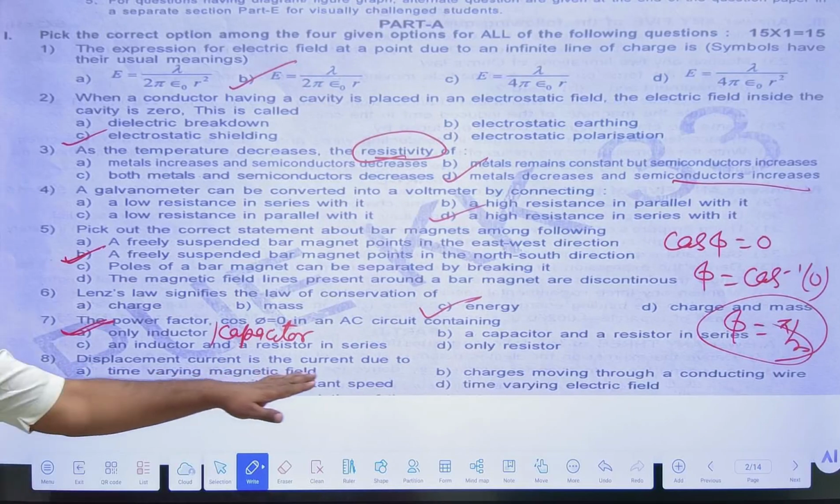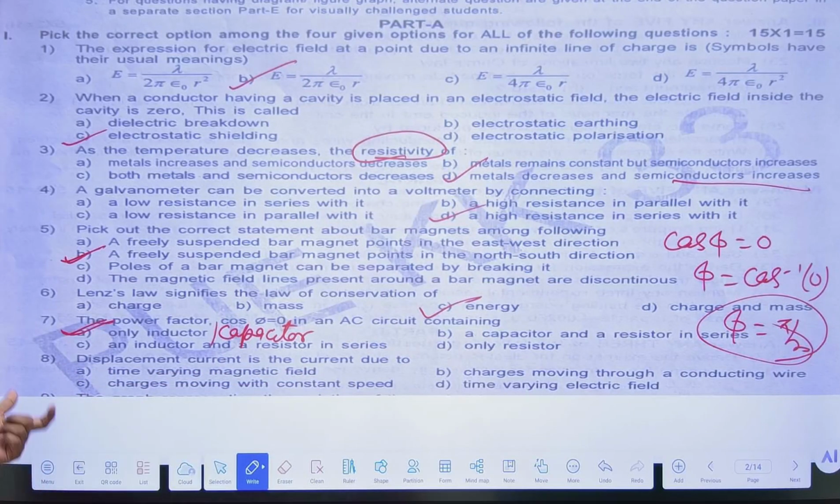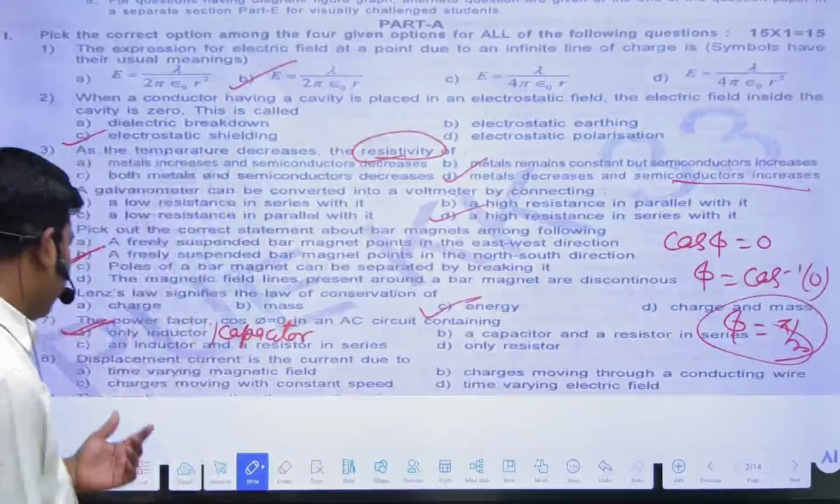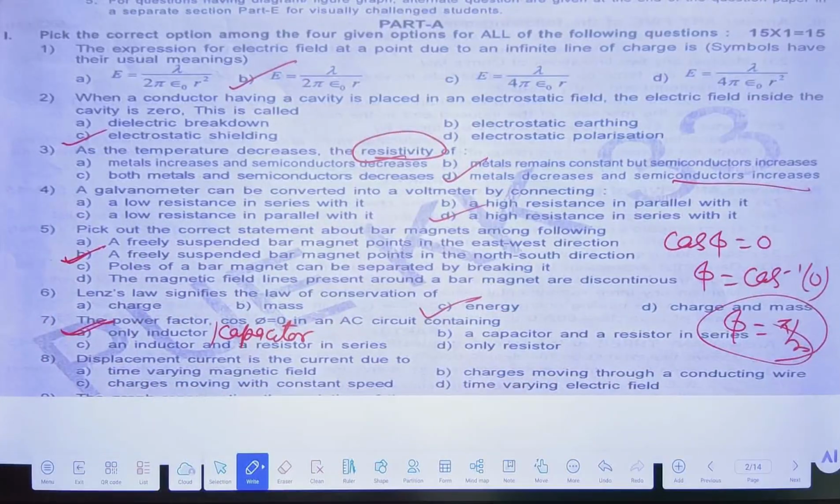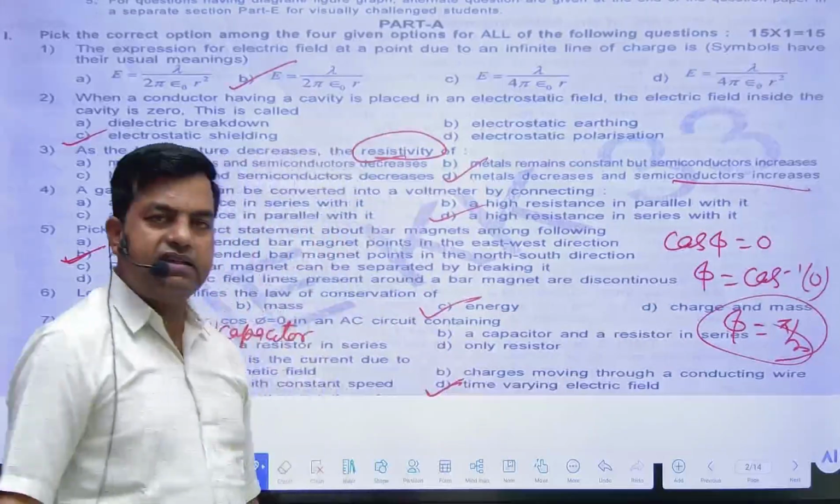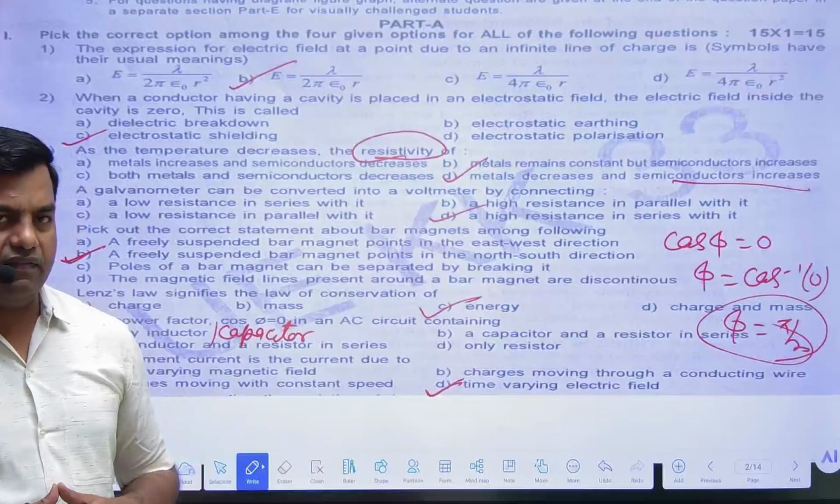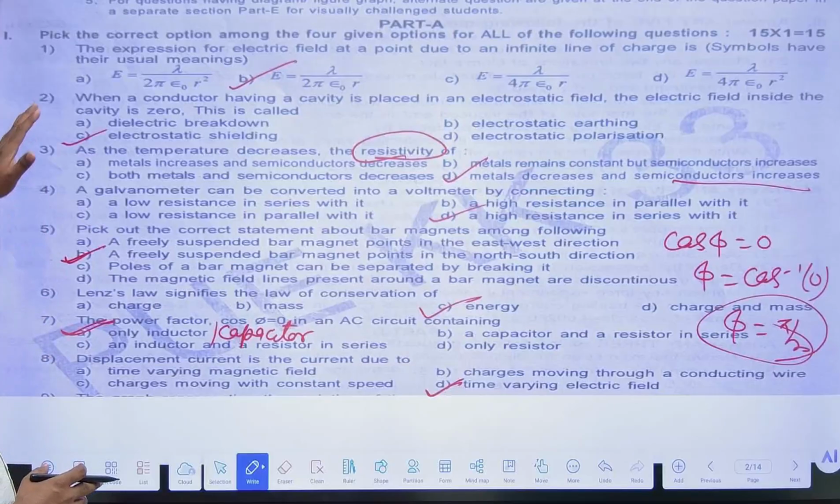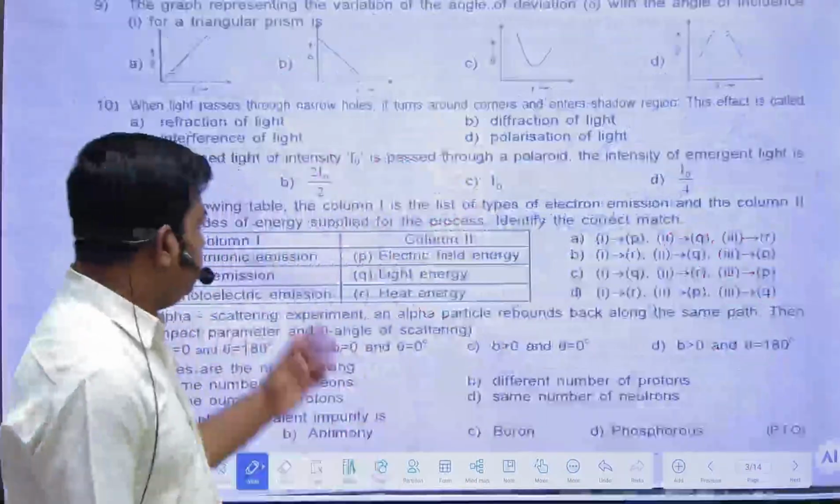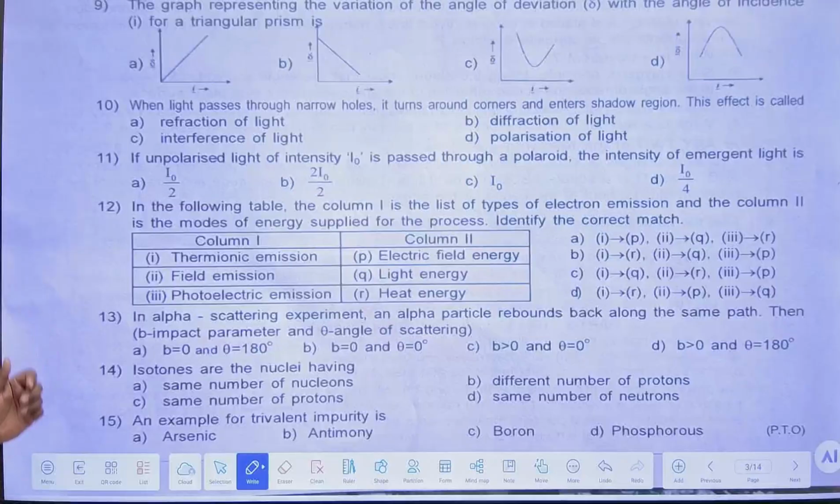Next question: displacement current is the current due to a time varying magnetic field, charge moving through a conducting wire, charges moving with constant speed, or a time varying electric field. So option D is correct. It is due to the time varying electric field. Clear to you? So these are all multiple choice questions. Next MCQ is question number 9.